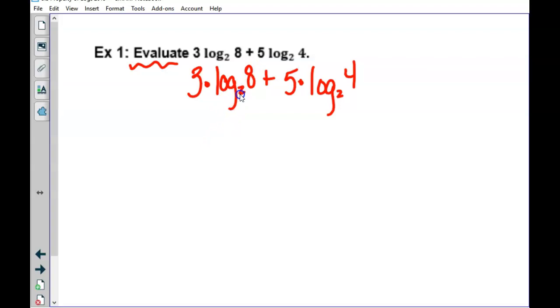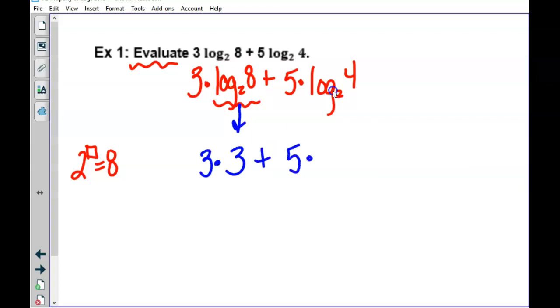If you don't have a calculator, do you want to do 8 to the 3rd? How about if you just think about what power this is? This means 2 to some power equals 8, right? What is that? 3. So this evaluates to be a 3. There was already a 3 out front. Plus 5 times, what is this? This means 2 to some power equals 4. So that evaluated down to a 2. So what do we get?